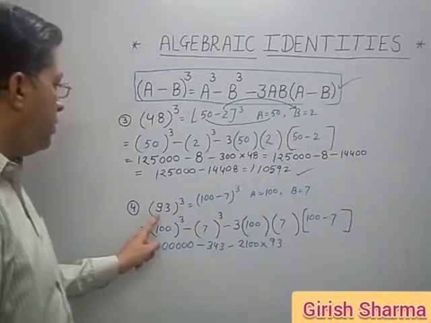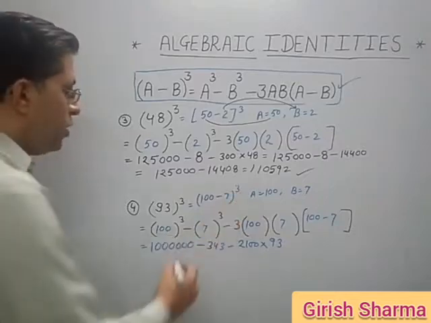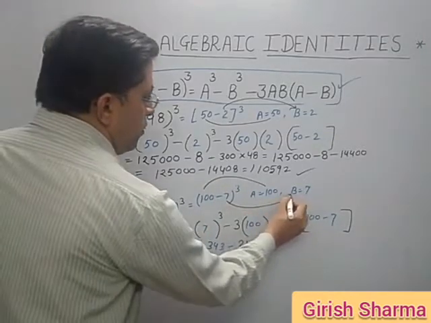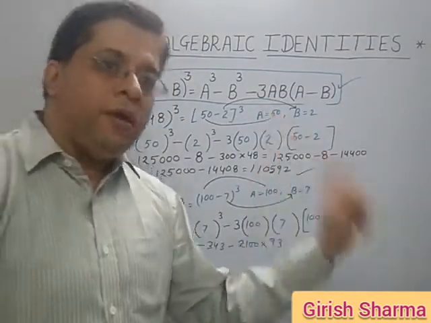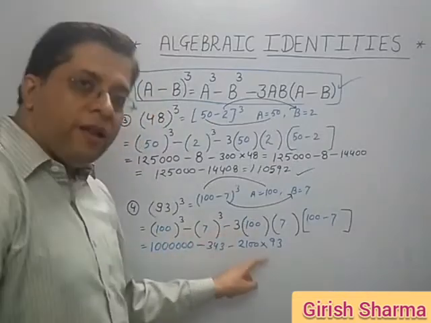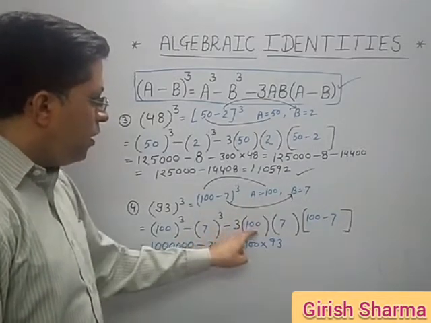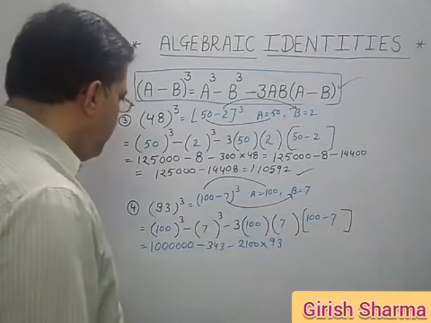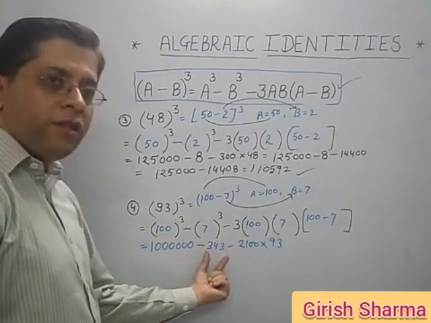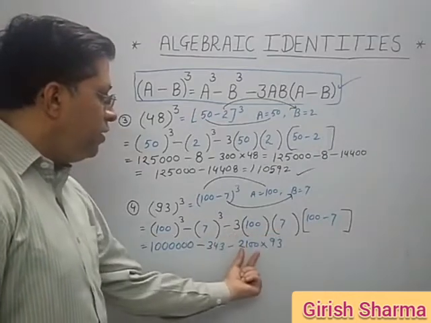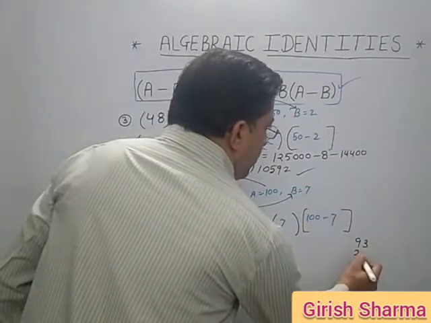One more we are doing now. See, 93 is there. So I can write 100 minus 7 power 3. What is a? A is 100. What is b? B will be 7. What is the identity again? A cube minus b cube minus 3ab(a minus b). Put a as 100, b is 7. 100 power 3 is this. 7 power 3 is 343. 3 sevens are 21, 100 minus 7 is 93. So 93 into 21.